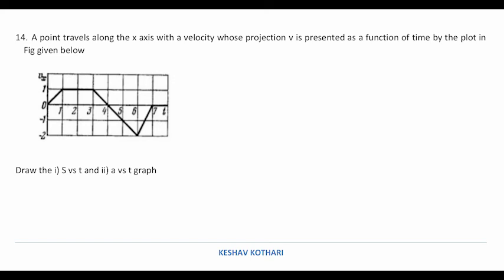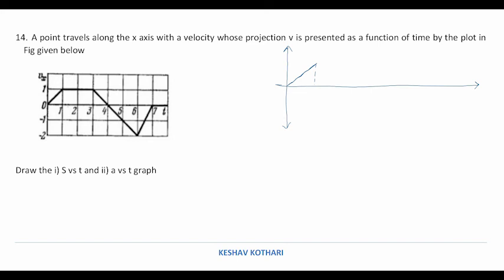So if we understand this particular question, there are different aspects to it. I am redrawing this velocity time graph, and then we will understand it one by one how to draw the acceleration versus time and displacement versus time graph. So from 0 to 1 second, the velocity is rising. So we can say that it is an example of accelerated motion.